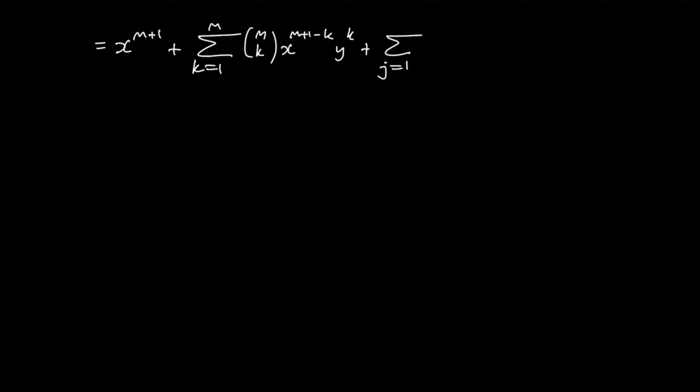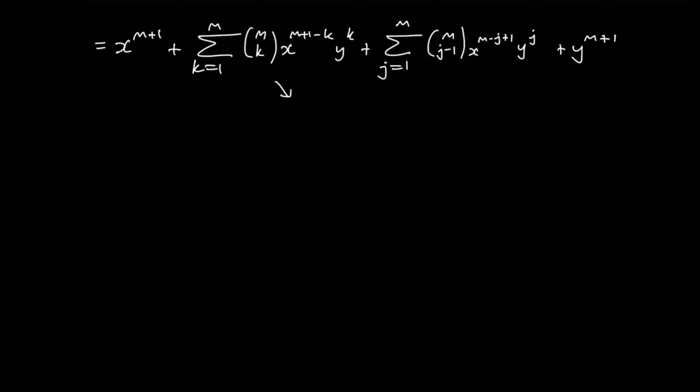So from before, we have this x to the m plus 1. We have this sum from k equals 1 to m of m choose k, x to the m plus 1 minus k, y to the k, plus this sum in terms of j equals 1 through to m, of m choose j minus 1, x to the m minus j plus 1, y to the j, and then that y^n term.